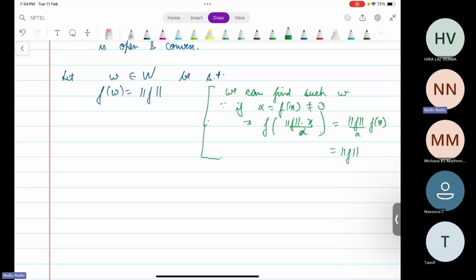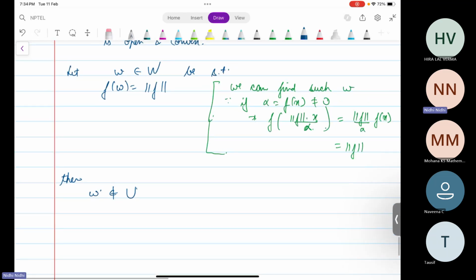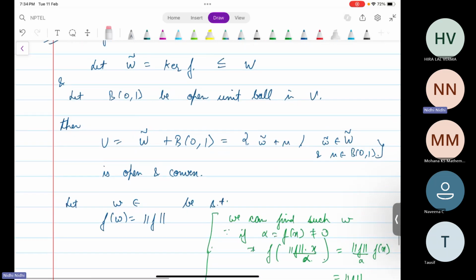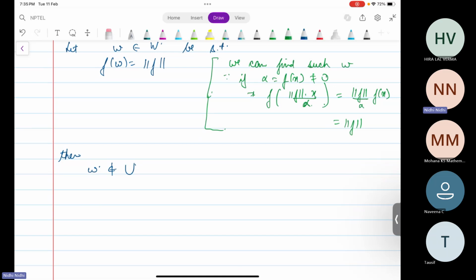So instead of writing it in the complex form norm f x by alpha, I take it to be w. Then I claim that this w should not belong to U. Now I claim that w does not belong to U.